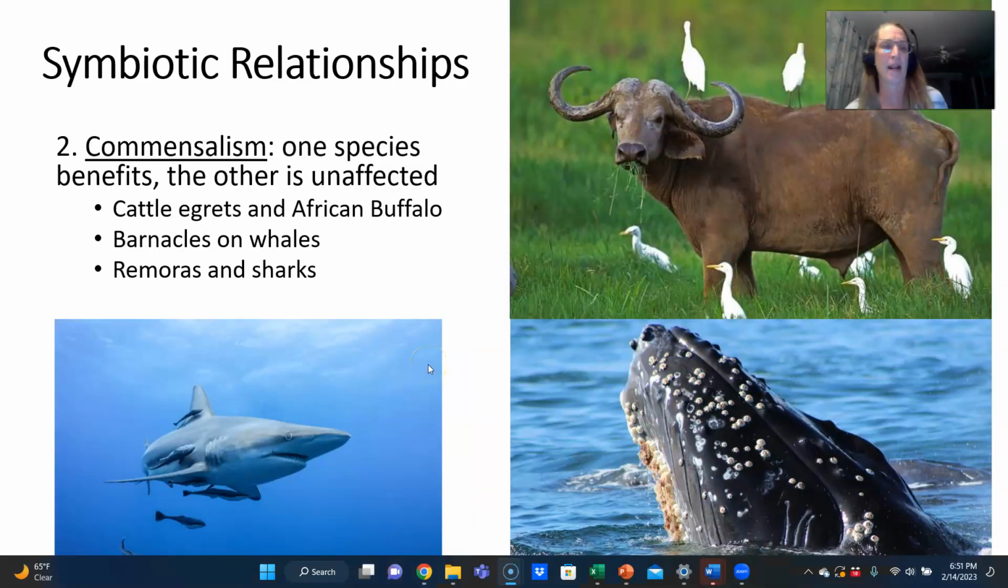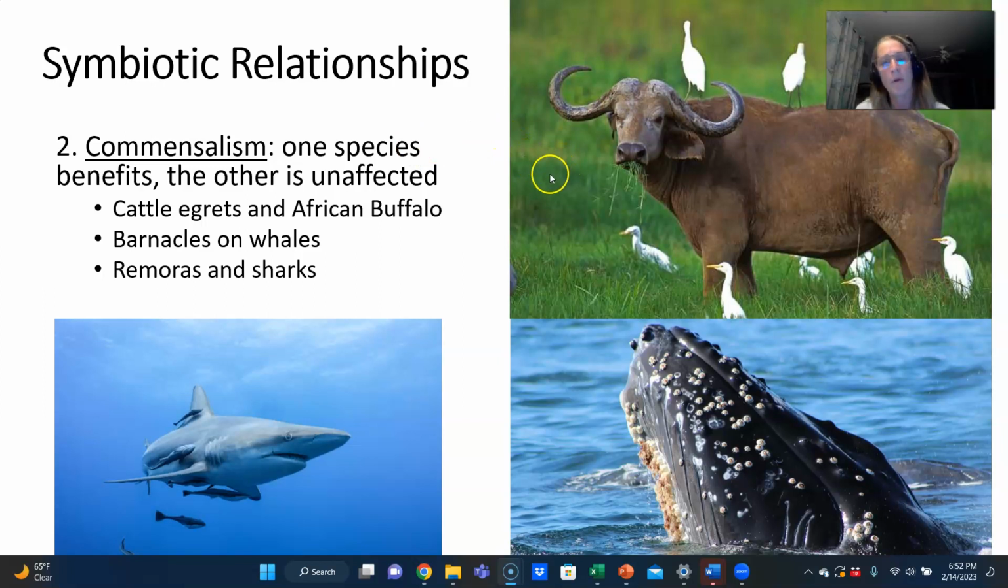Okay, the second type of symbiotic relationship, and again, I just want to remind you that a symbiotic relationship is a close association between two species. So the second type of symbiotic relationship is commensalism. This is when one species in this close relationship is benefiting from the relationship and the other is unaffected. Again, lots of different examples of commensalisms.